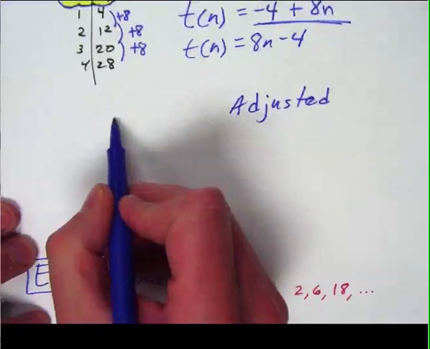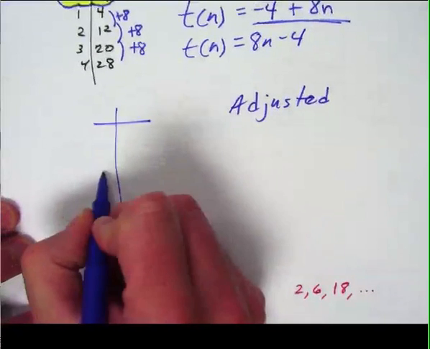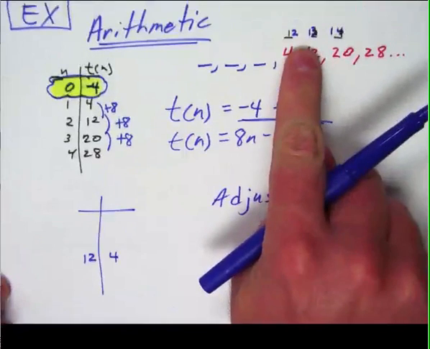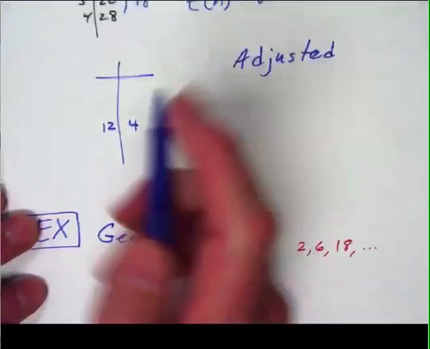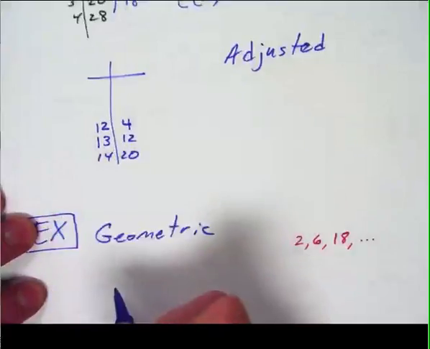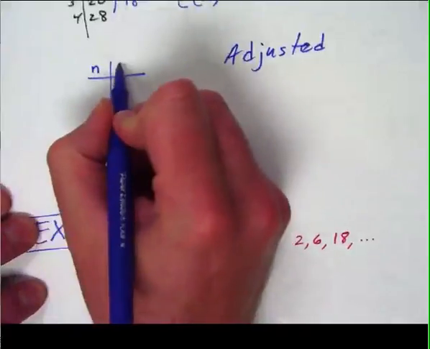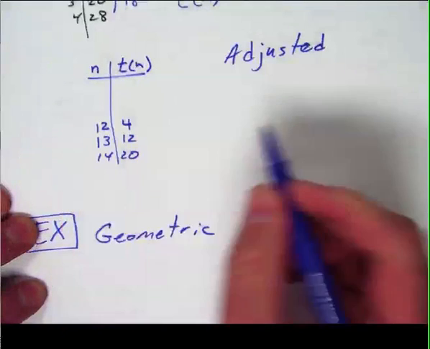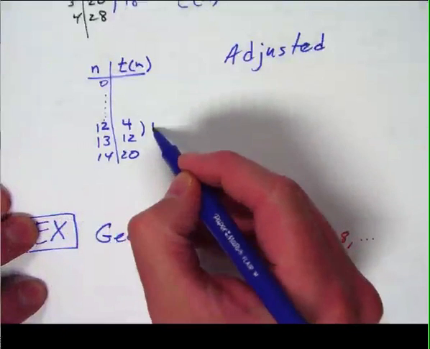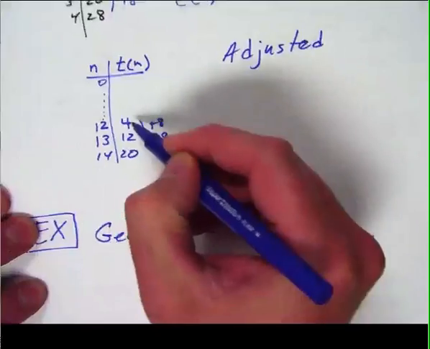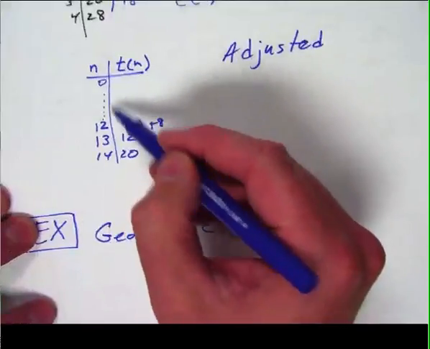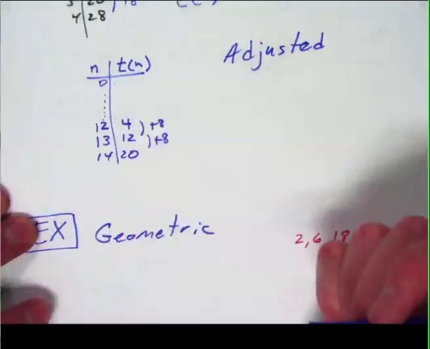So an adjusted sequence table would be like, okay, this is no problem. Term 12 is 4, because that's what's showing up here, term 13 is 12, term 14 is 20, and so on. Now, most people would say that if I'm filling in my table n and t of n, I'd have to go all the way back to 0. I know this adds 8, so I'd have to subtract 8, subtract 8, a whole bunch of times, 12 times as a matter of fact, to get back to the 0 value. That's kind of a waste of time.